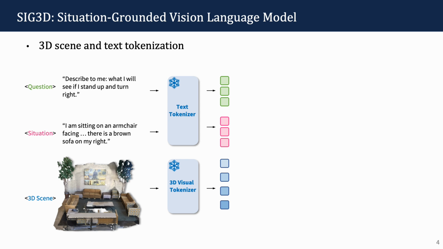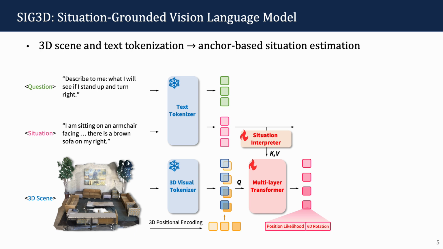Given an indoor 3D scene together with language-described situation and question pairs, our model starts from a tokenization process by leveraging pre-trained frozen vision encoders and language tokenizers for separate modality inputs. In the next step, we ground the situation vector in the 3D scene tokens with the guidance from situation tokens. However, we notice that direct vector regression leads to poor performance due to the substantially large 3D search space.